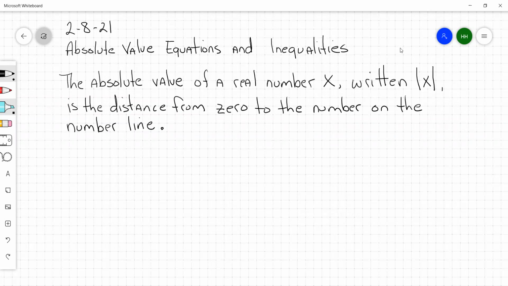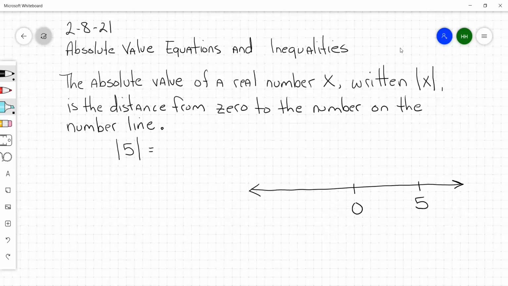So if you're talking about the absolute value of 5, if you've got a number line and you put your 0 on it and you put 5 on it, the absolute value of a number is the distance from 0 to the number on the number line. So from 0 to 5 is 5 units. So the absolute value of 5 is equal to 5.